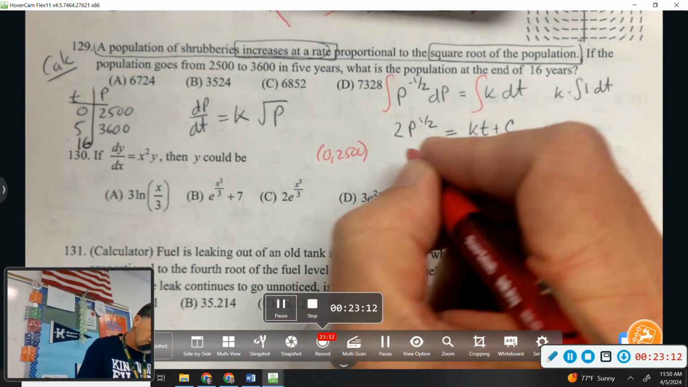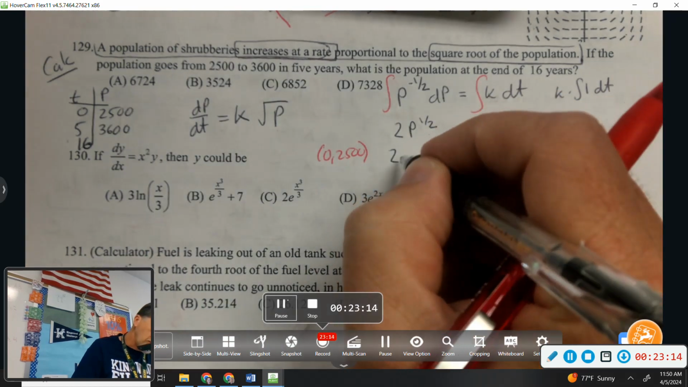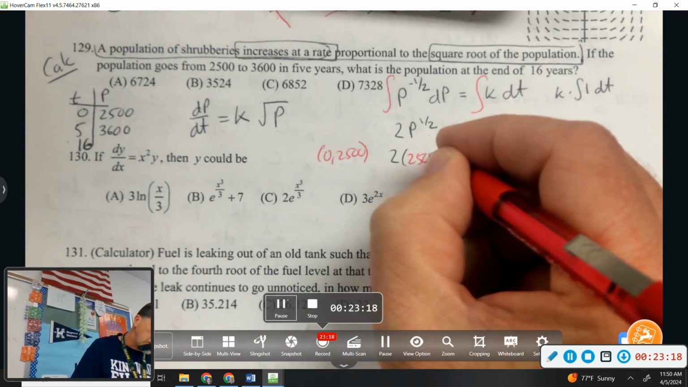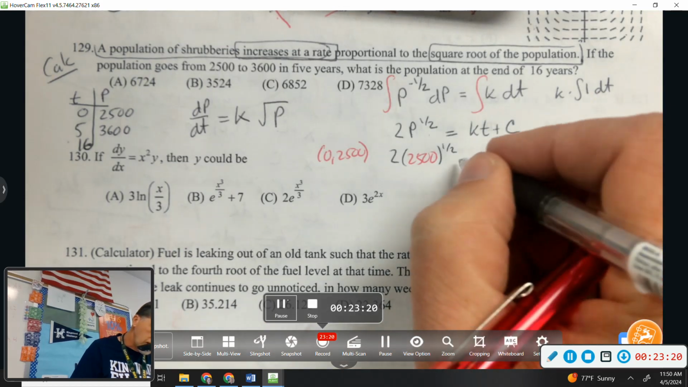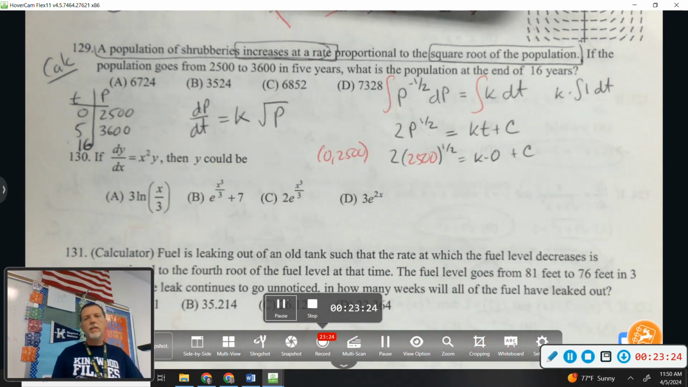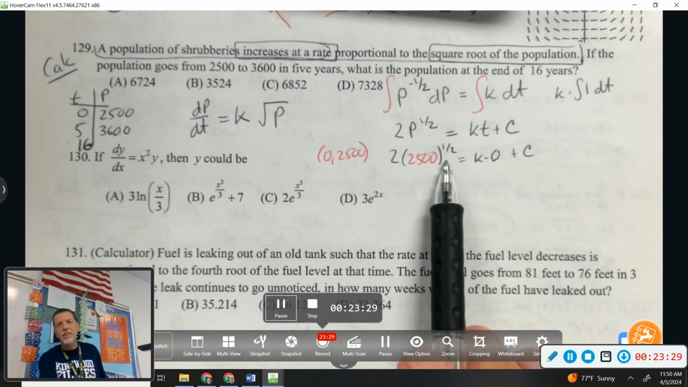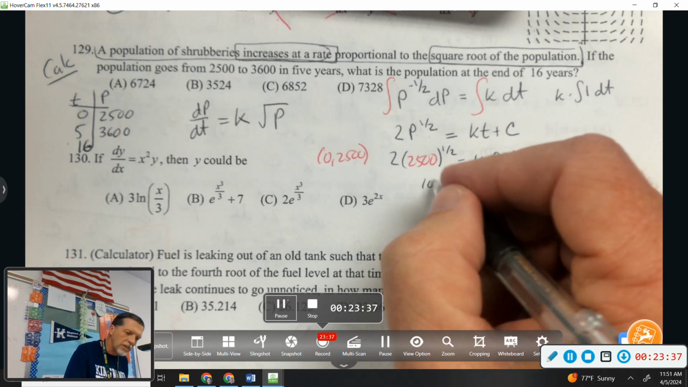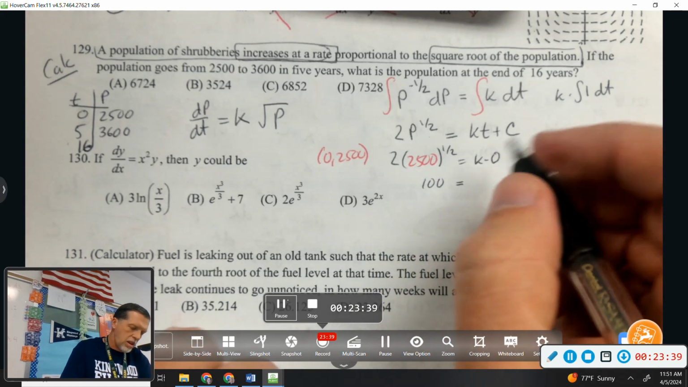So 2,500 in for p. Zero in for time. Wow, they were nice here. Square root of 2,500. 50 times 2 is 100. So C is 100.